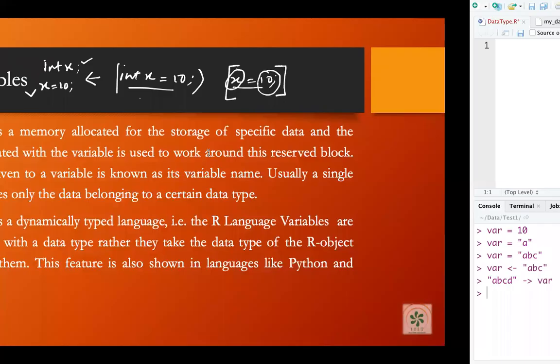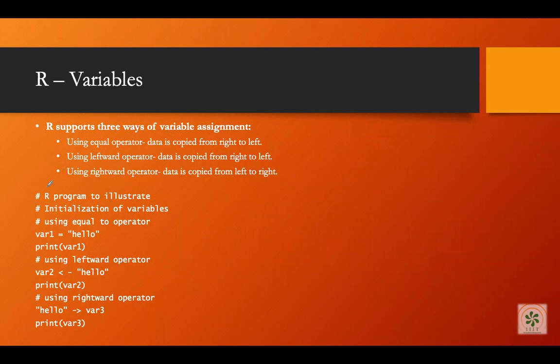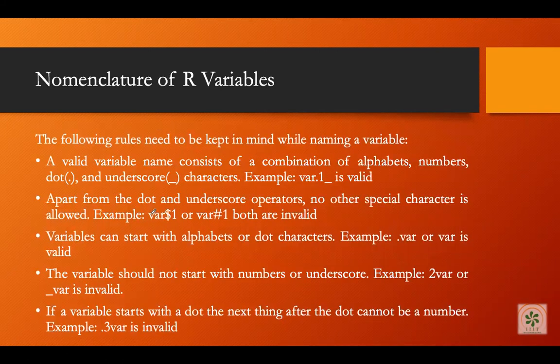Now let's talk more about the variable. R supports three ways of variable assignment. We have already seen that, so we will not look at it again. Now we'll see the nomenclature of R variables. Whenever we want to give a name to any object, function or any sort of variable, that is called an identifier. So how can we give a name to the identifier? Here we have some rules that need to be followed. It says that a valid variable name consists of a combination of alphabets, numbers, dots, and underscore characters.